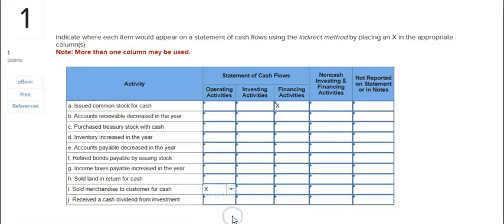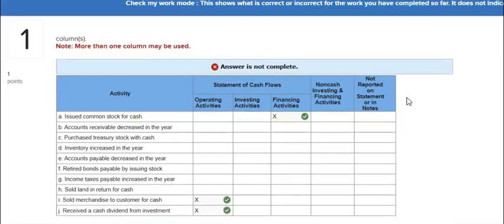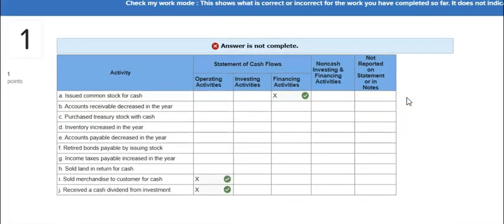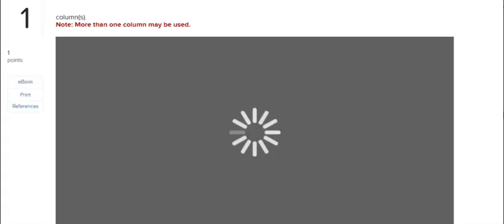It's included in net income, but we don't list it separately. So I did disagree with that. Received a cash dividend from investment. We don't show that. It's included in net income, but that's where they wanted to see it. So let me show you with my check my work. Yeah, those two are marked right. So just to alert you to those, as I say, I don't 100% agree with that.